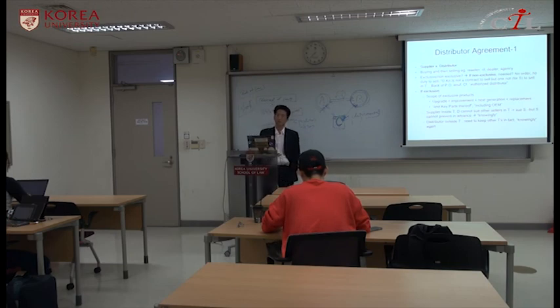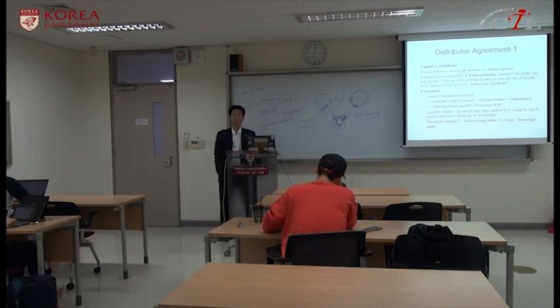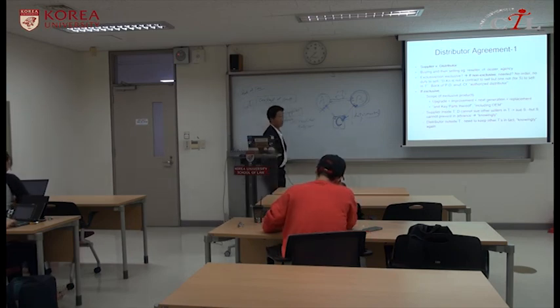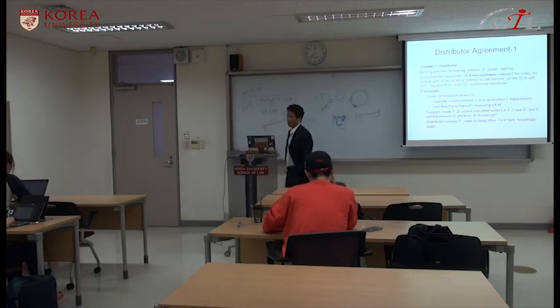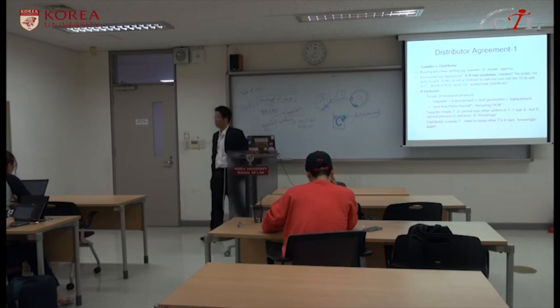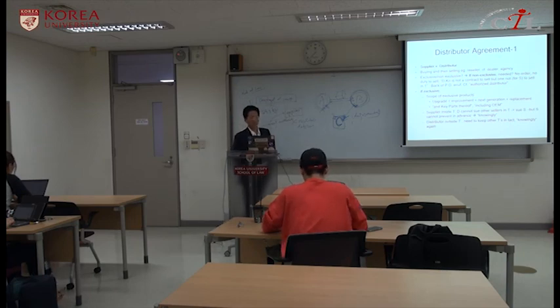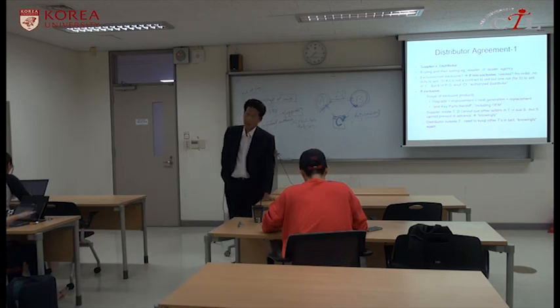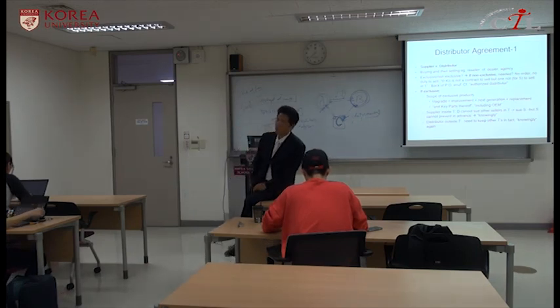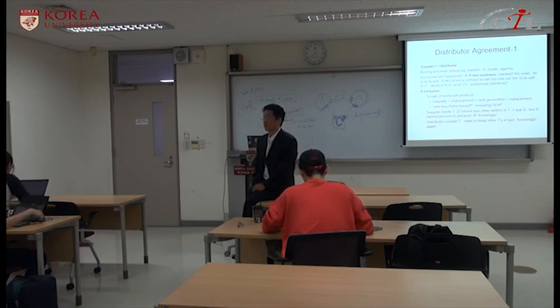All right, we'll start with the distributor agreement. Who are the parties to a distributor agreement? Repeat after me. Supplier. Distributor. Now, what a distributor does is buy something and then sell it, so it's also called a reseller. That is different from a dealer or agency. When you go buy stuff, there are times that you buy from dealers, and there are times that you just buy from distributors.